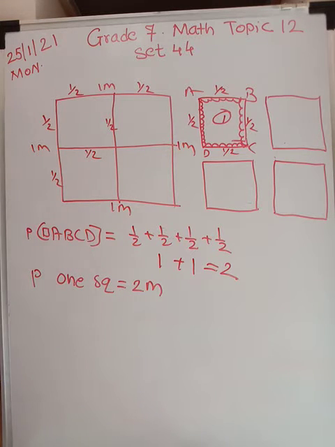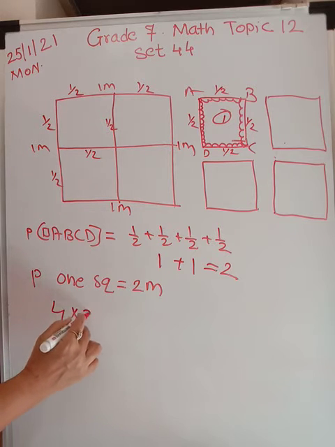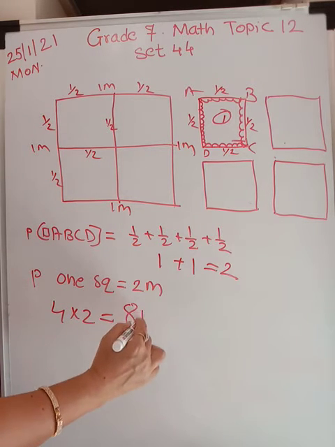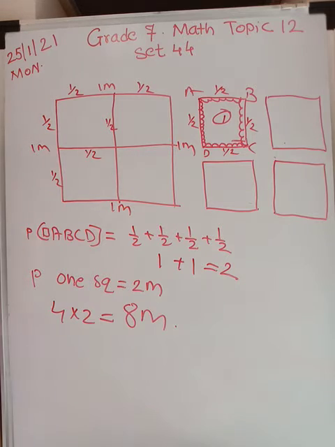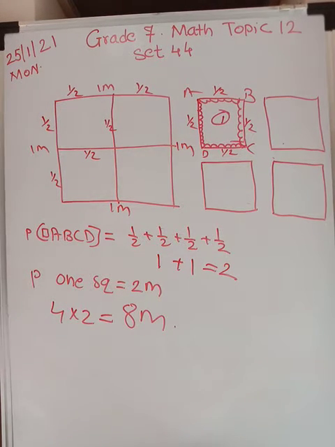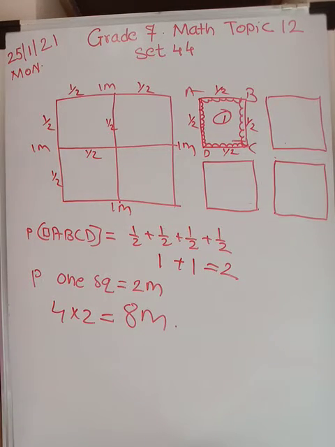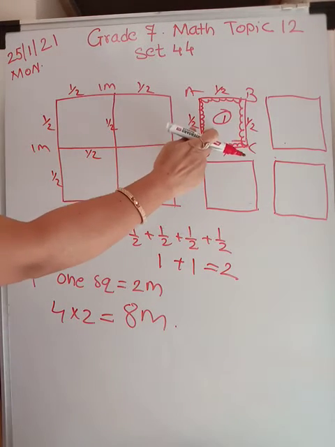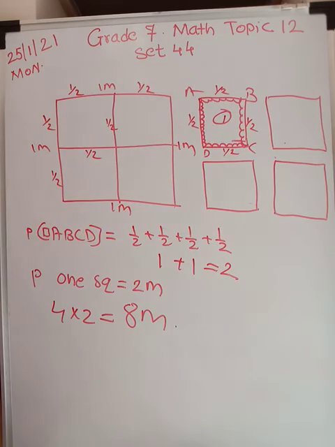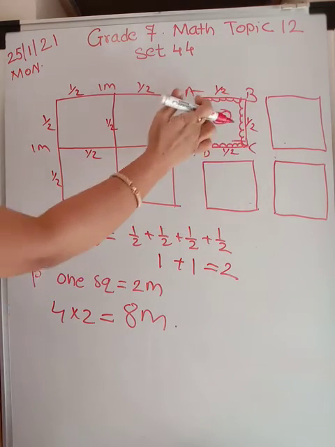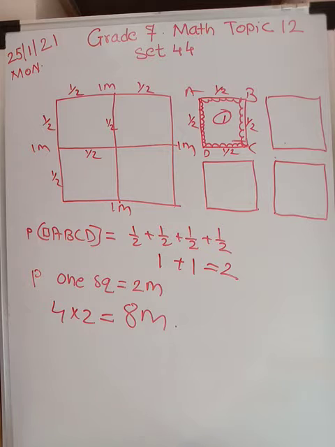How many napkins are there? 4. So it will be 4 into 2, which will be equal to 8 meters of the lace required so as to trim all the 4 sides of the napkins. Is this clear? How come 8 we got? Okay, because for each unit of napkin, 2 meters is required. Half from here, half from here, half from here, half from here. I hope this is clear. Okay, so you can write it in this way.